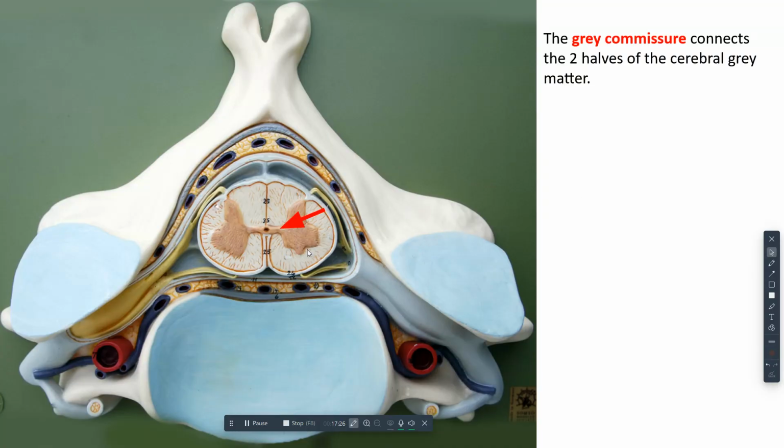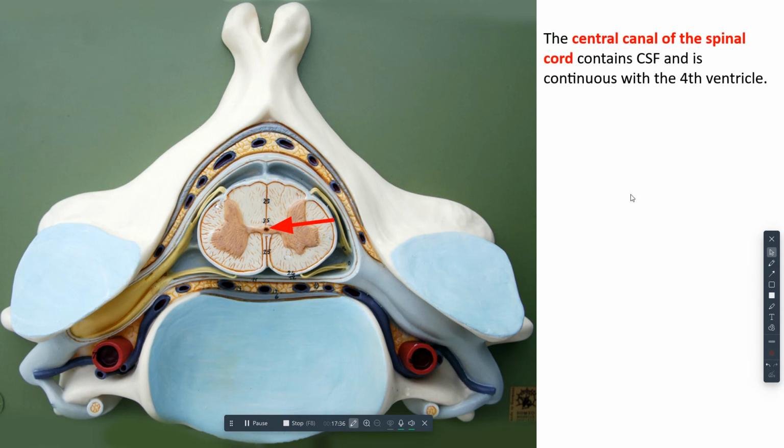Now, connecting the right and left halves of the gray matter, connecting like the two wings of the butterfly, is the body of the butterfly here, which is called the gray commissure. And my gray commissure has a passageway in the middle called the central canal, which will have CSF in it and is continuous with my fourth ventricle.